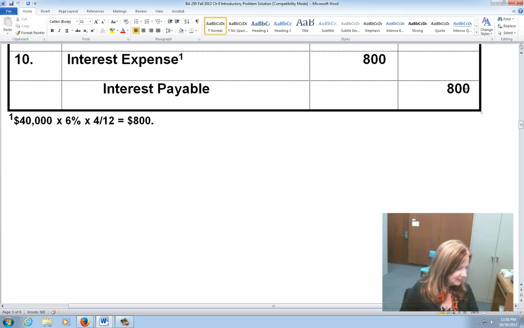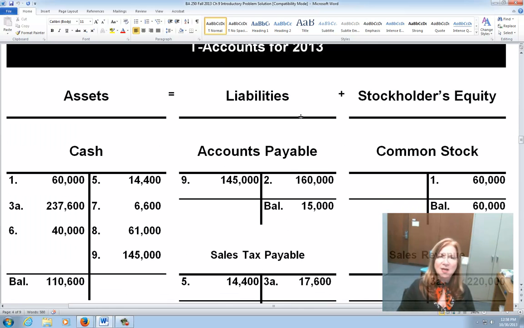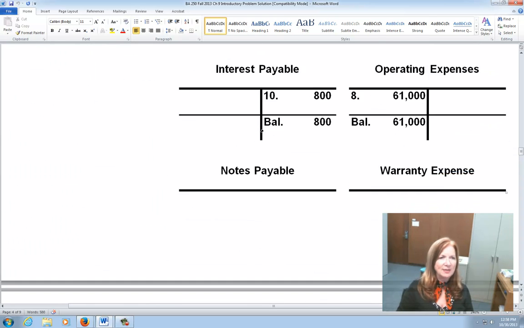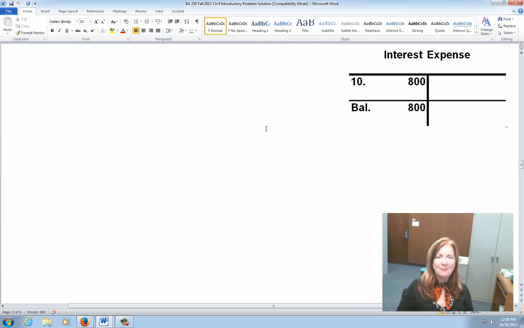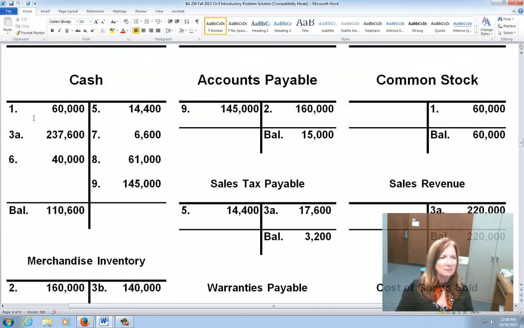So I've done the analysis, I've prepared the journal entries, and now I'm going to post them to the T accounts. So you've done a lot of this and you've worked with these T accounts. So here's the assets, here's the liability, here's the stockholders' equity, and you can see that these go straight down in these columns by the type of account that it is. I didn't have any beginning balances because this was a new business. So I just post the transactions.